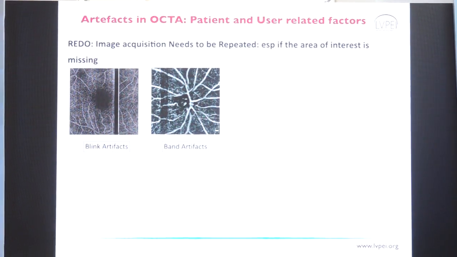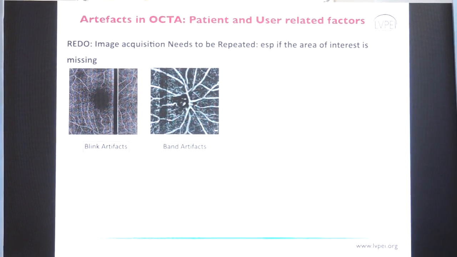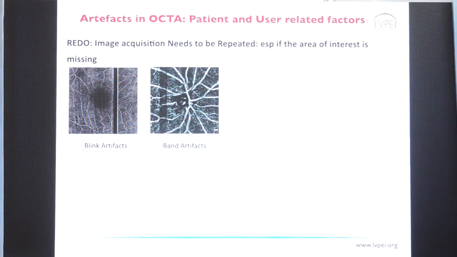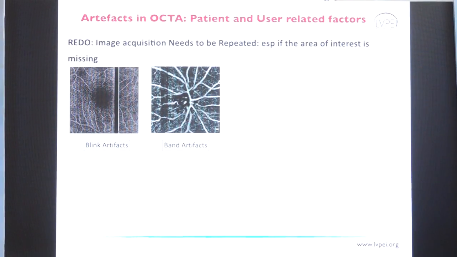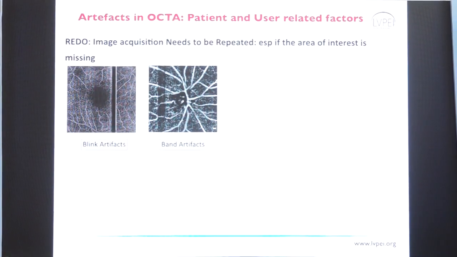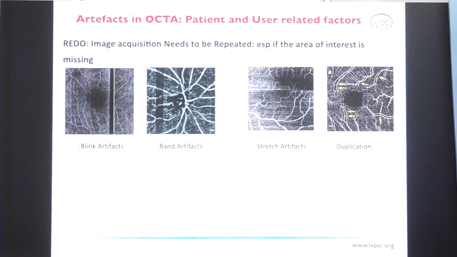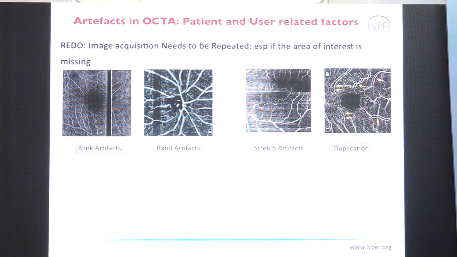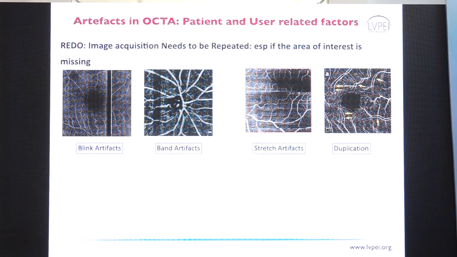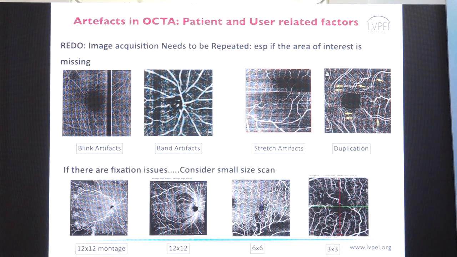In these conditions, one has to repeat the OCT angiography. This is checked at the level of the operator. A better cooperation from the patient can be taken at this stage, and the OCT angiography repeated at this stage itself. Again, because of acquisition problems, you can have stretch artifacts and duplication artifacts, wherein you actually see the same vessels twice in the same patient. Even with a dry surface, when the cornea becomes too dry, you can have this kind of artifact coming up.